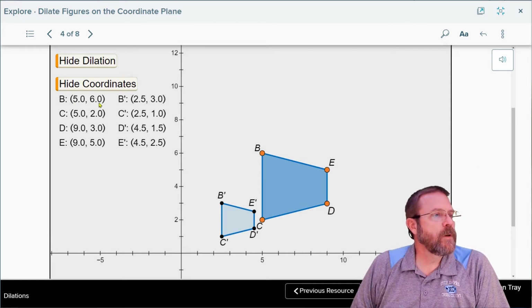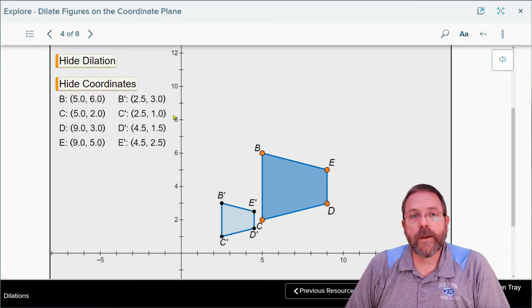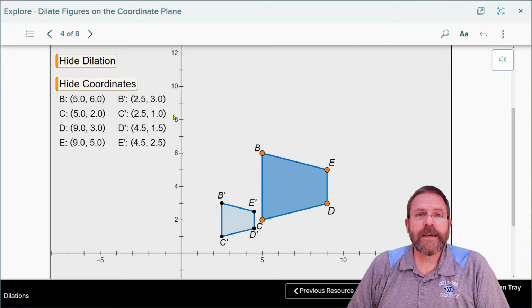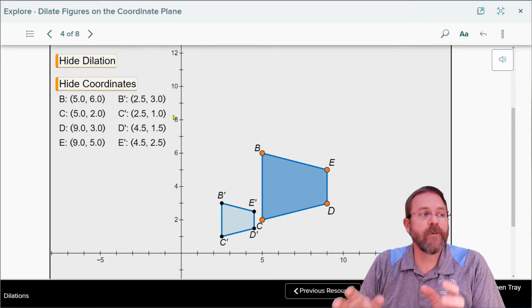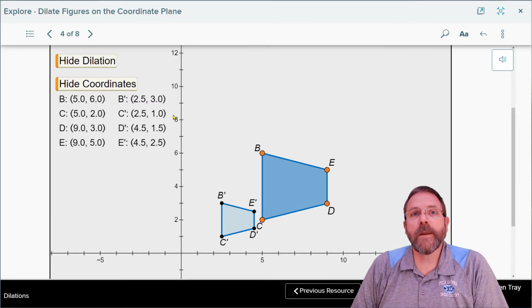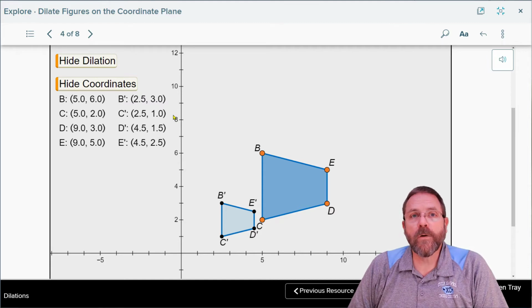5 became 2.5, 6 became 3, 5 became 2.5, 2 became 1, and so on throughout all the coordinates on that coordinate plane. So when we dilated it, we not only shrunk it in size, we also changed the location of it on the coordinate plane because we cut it by half. 0.5 is half. We took each point on the coordinate plane and took their values by half as well, and that's how you know where to plot the points for your new image.